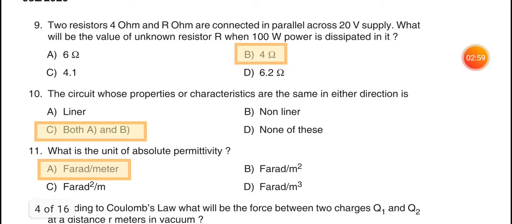Ninth question. Two resistors 4 ohm and R ohm are connected in parallel across a 20 volt supply. What will be the value of unknown resistor R when 100 watt power is dissipated in it? Answer option B, 4 ohm.